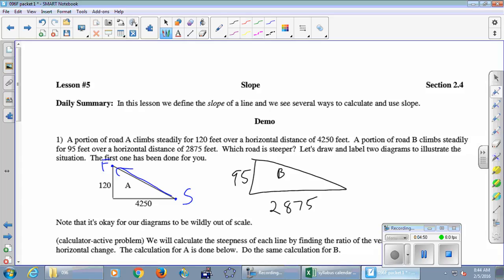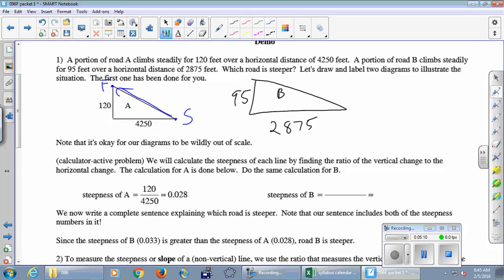Yeah, A has more climb vertically, but it takes longer horizontally to do it than B does. And so you can't just look at the vertical numbers in isolation. We have to do something to the vertical and horizontal for A and compare to the vertical and horizontal for B. And so that's what we're after here.